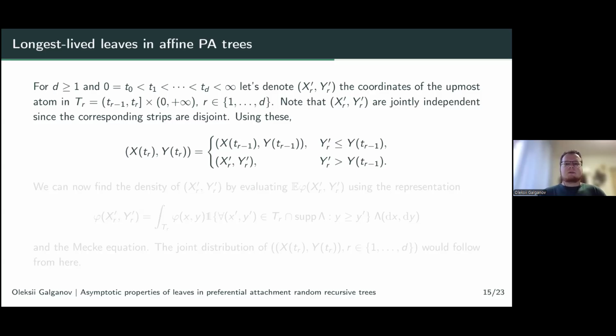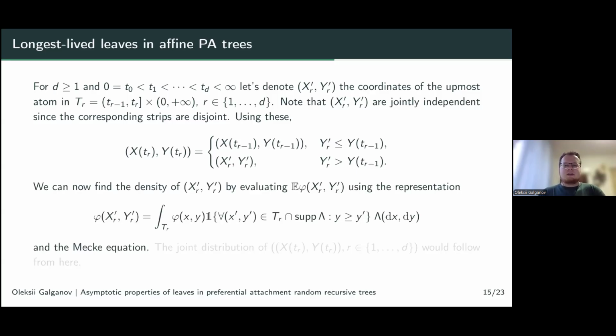So one way to look at it is like we have this first strip, we have the utmost atom here. Then when we go to the next strip, the utmost atom of this strip has either a larger y coordinate or a smaller y coordinate. So if it's larger, we update this value. Otherwise, we keep the previously largest value.